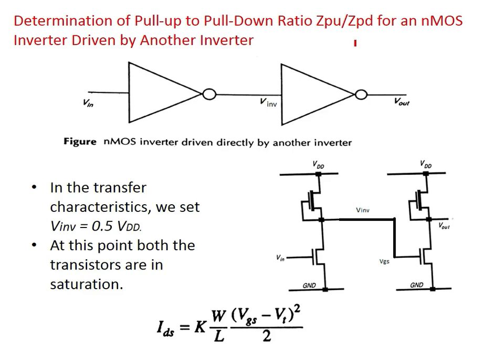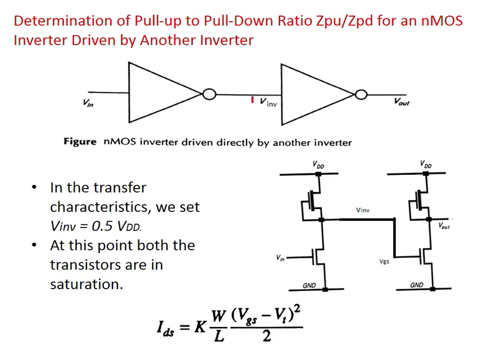If the pull-up to pull-down ratio is greater than or equal to that value, then only this inverter 1 can drive the inverter 2. So what does Z stand for? It is the ratio of channel length to channel width. Z pull-up is the ratio of channel length to channel width of the pull-up network, that is L pull-up by W pull-up, and Z pull-down is the ratio of channel length to channel width of the pull-down network, that is L pull-down divided by W pull-down.